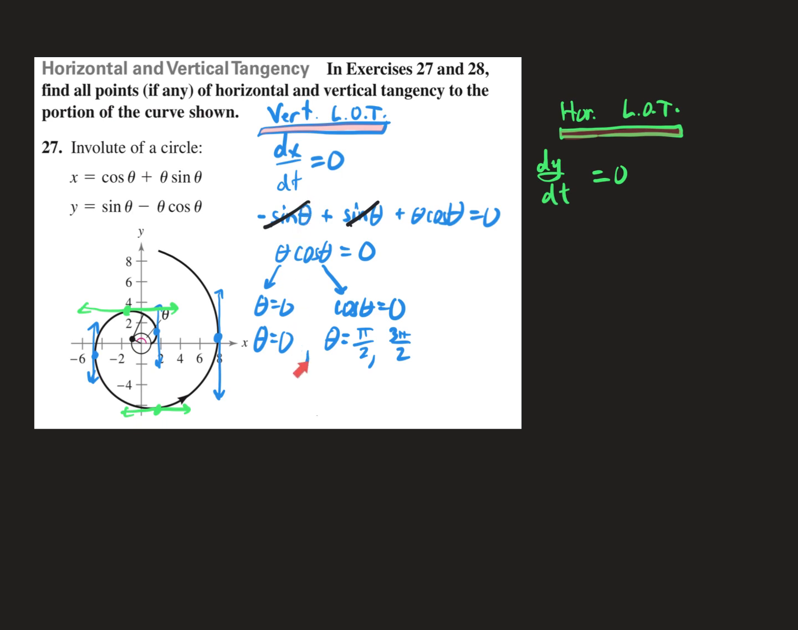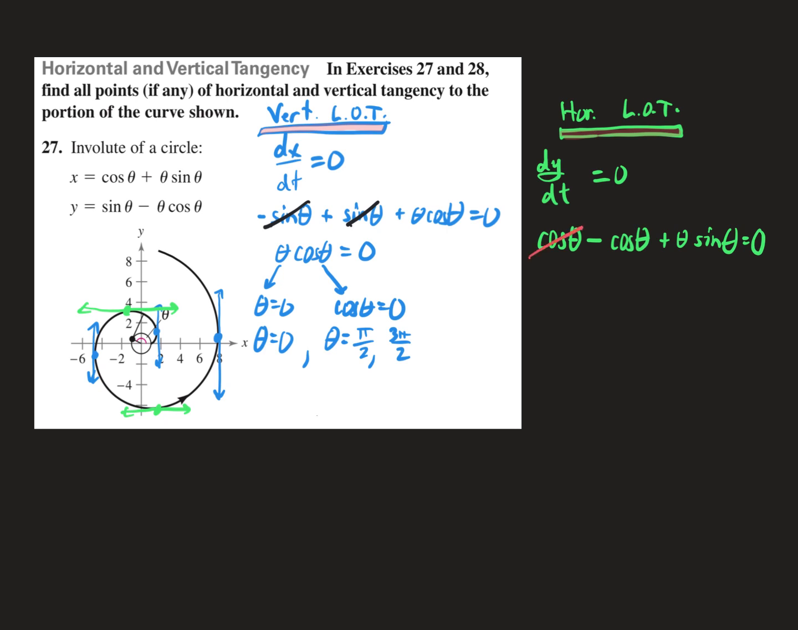Remember though, if both dx/dt is 0 and dy/dt is equal to 0 at the same place, then we can't really say there's a point of tangency there. So we'll also need to check dy/dt before we can make any conclusions about any of these values for vertical lines of tangency. When is dy/dt equal to 0? So dy/dt will be cosine of theta minus, and then 1 cosine of theta, and then a negative sine of theta. So we're subtracting that, makes it a positive theta sine of theta.